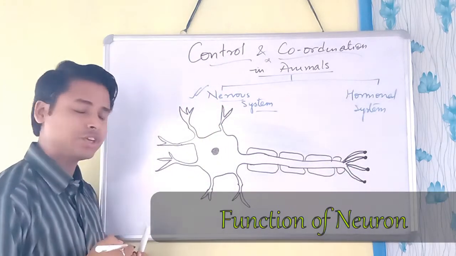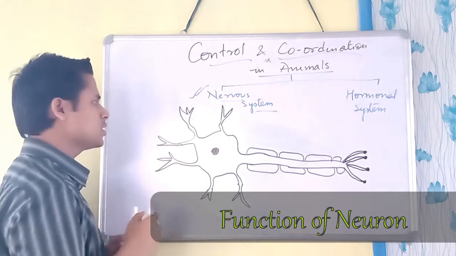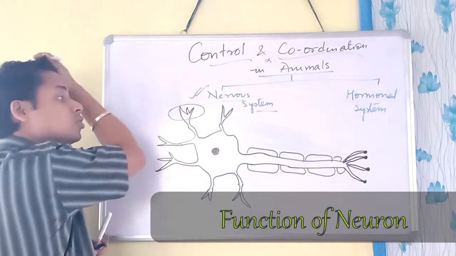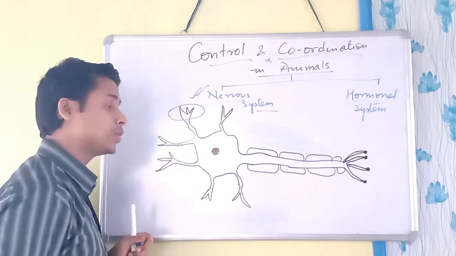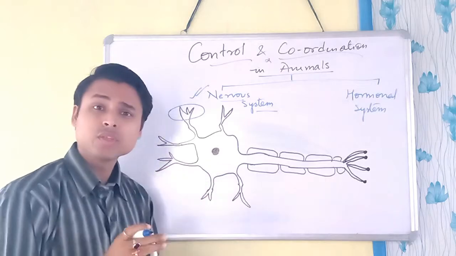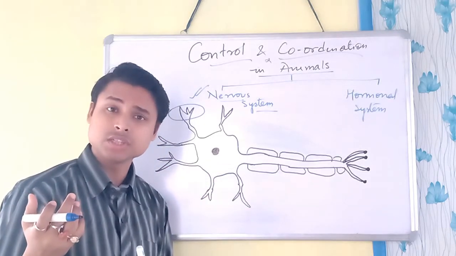So this is the structure of the neuron. What happened? This part, remember what this part is called? Dendrite, right? So what is this dendrite doing? This dendrite is retrieving the information. And remember this, with the structure, the questions come in the board examinations.